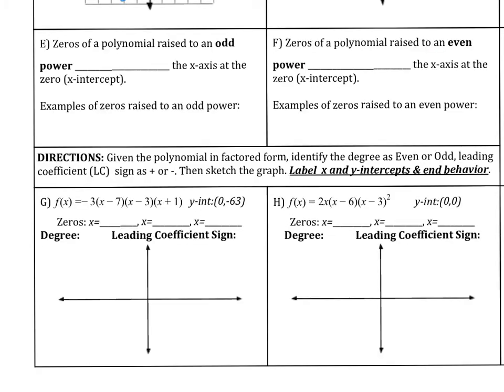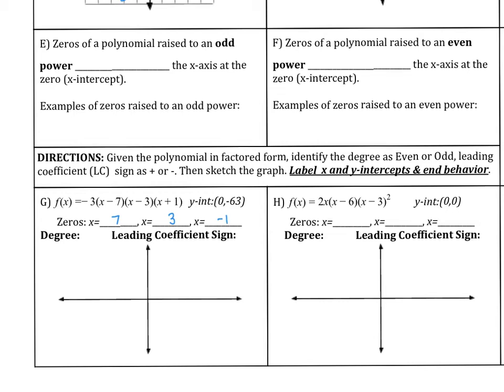We're going to discuss g and h. We're going to skip e and f. So for the g function, it said that we have 3 x factors. It means you're going to have 3 zeros. These 3 zeros are going to be: x minus 7 equals 0, so x becomes 7. x minus 3 equals 0, so x becomes 3. x plus 1 equals 0, so x is -1.